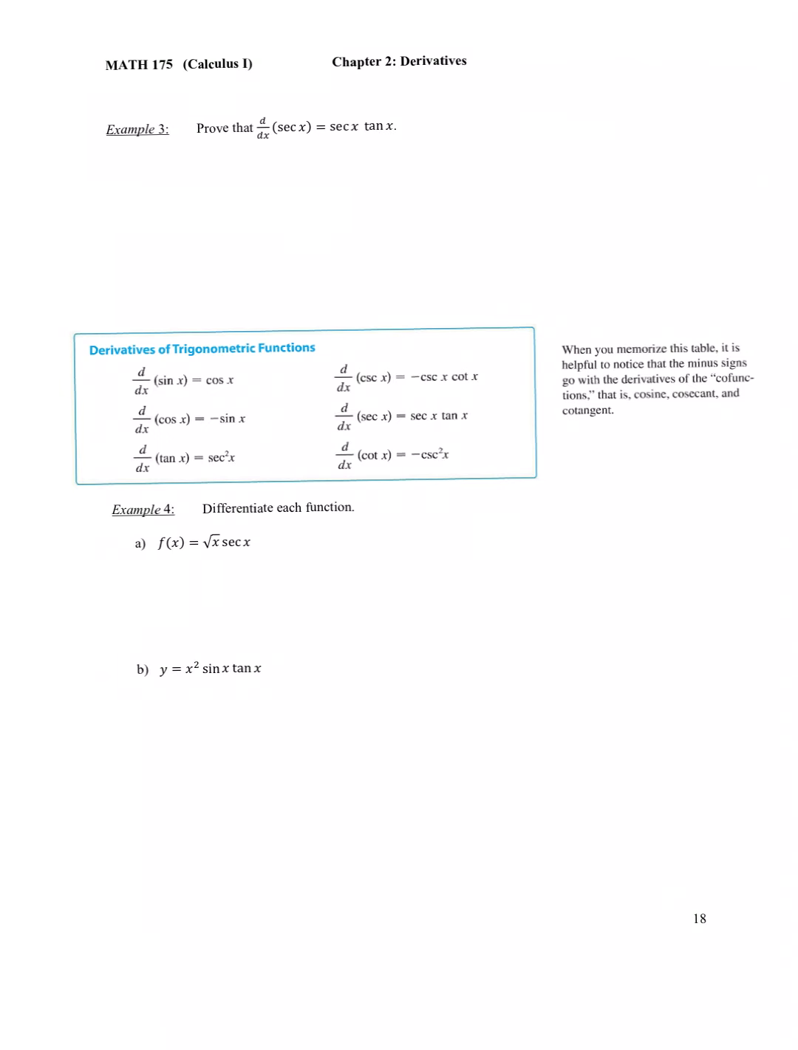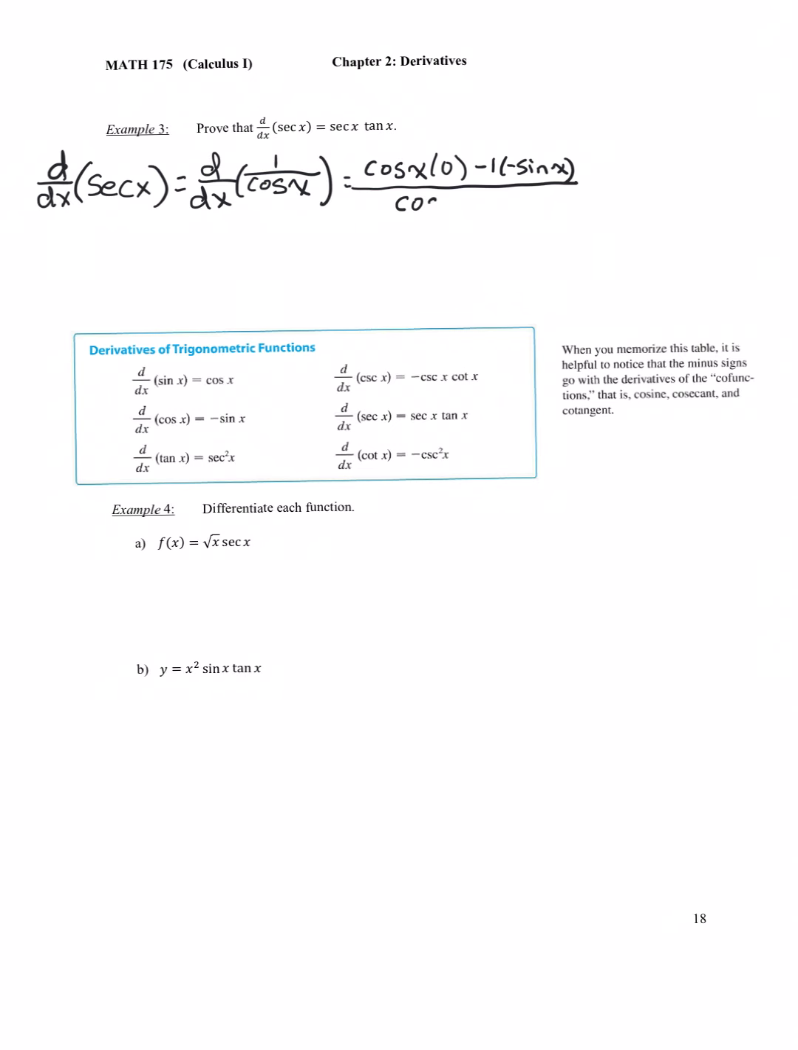We can write that as 1 over cosine. And if we take a look at 1 over cosine, that is still a fraction with a function on the top and a function in the denominator. So from here, I'm going to use my quotient rule. Go ahead and pause the video if you need to look at that more closely.